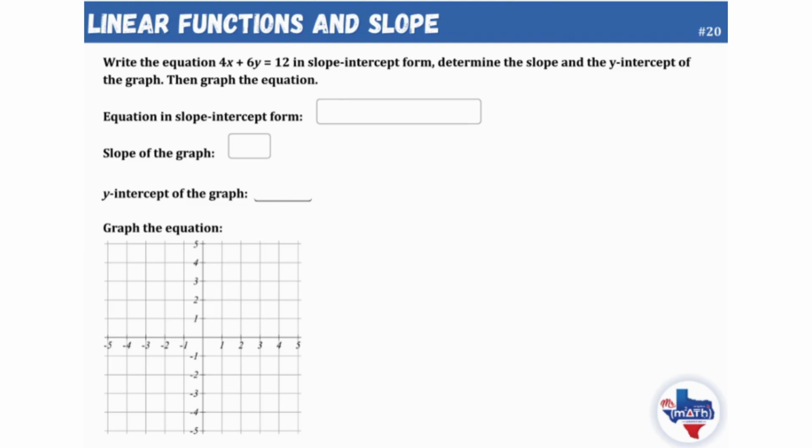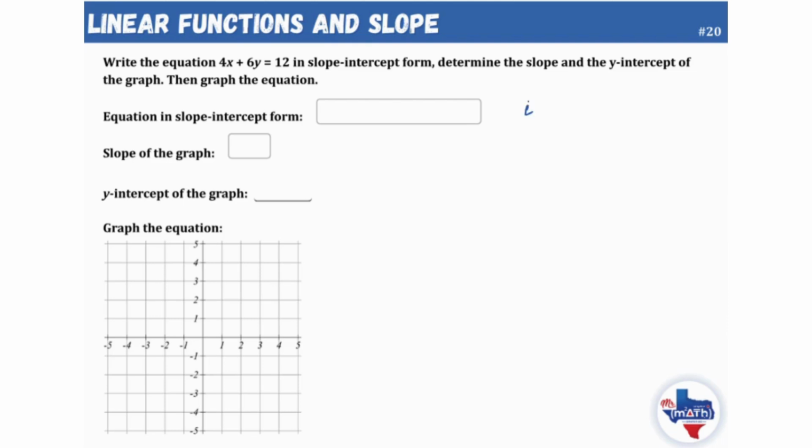Today we're talking about linear function and slope. Okay, our problem says write the equation 4x plus 6y equals 12 in the slope-intercept form. Determine the slope and the y-intercept of the graph. Then graph the equation.